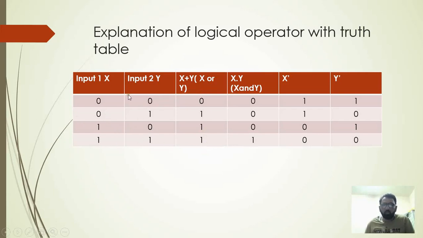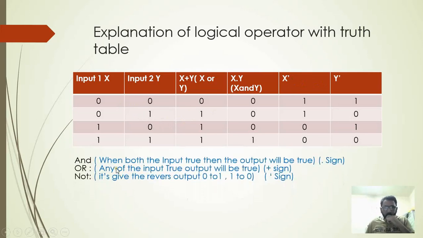But I am taking over here the x and y, two inputs. So over here I will make the calculation of x and y, x plus y, or x or y. The or operator is denoted by the plus sign here, and the and operator is denoted by the dot sign, and x naught and y naught are denoted by the negation sign here.